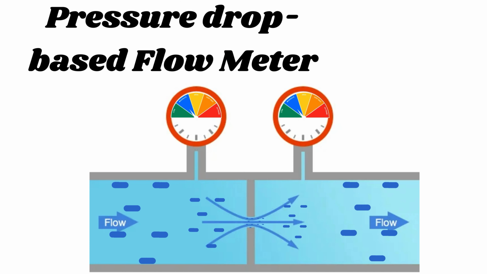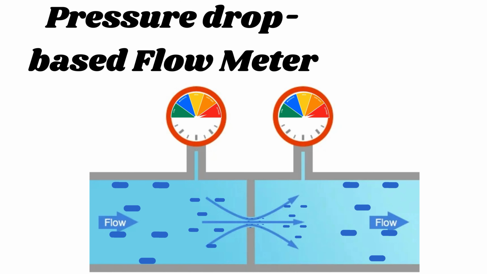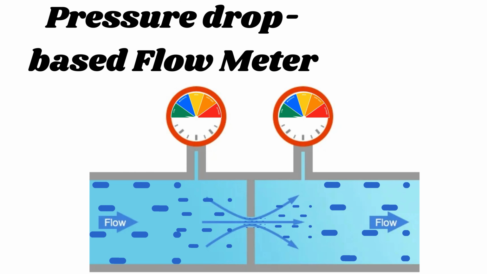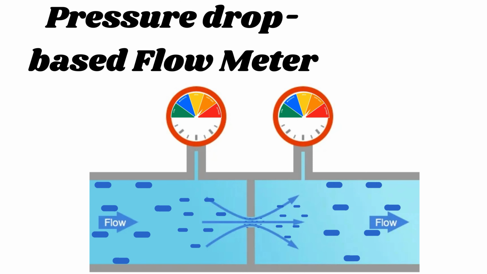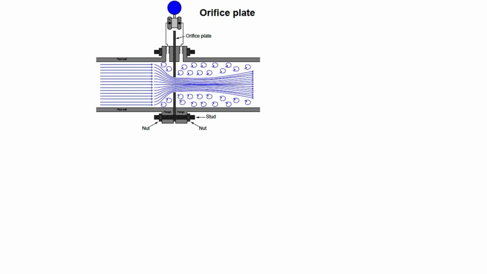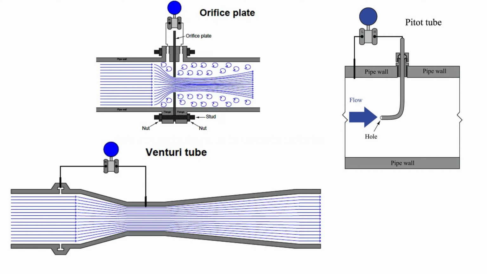Pressure drop-based flow meter. Differential pressure flow meters consist of some type of restrictions within their flowing body. The restrictions can be any of the following: orifice plate, pitot tube, Venturi meter. These restrictions are responsible for creating differential pressure in the flow meter between the upstream and the downstream of the restriction. The pressure drop, measured by a differential pressure sensor, is proportional to the volume flow.